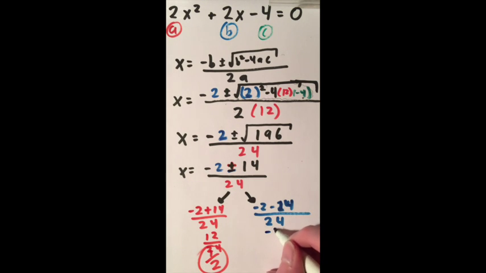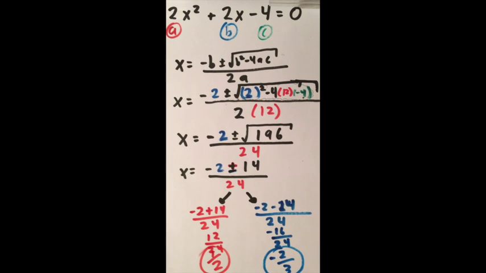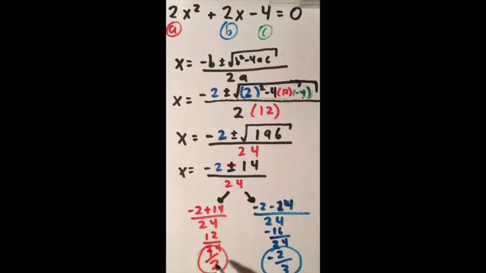Negative 2 minus 14 is negative 16 over 24, and like I said, I'm just reducing down here. That would give me a negative 2/3, okay? Now, those are our two answers we have. Again, one of your answers is x equals a half. The other is x equals negative 2/3.